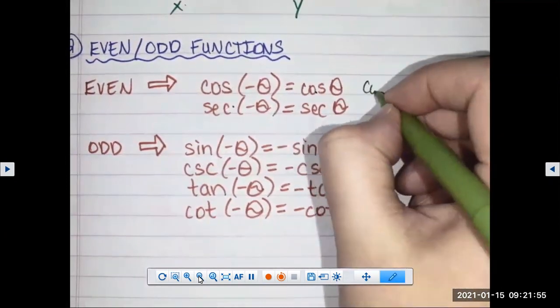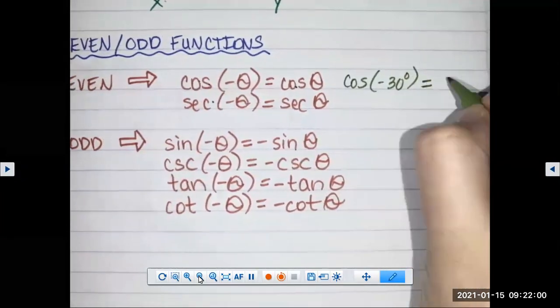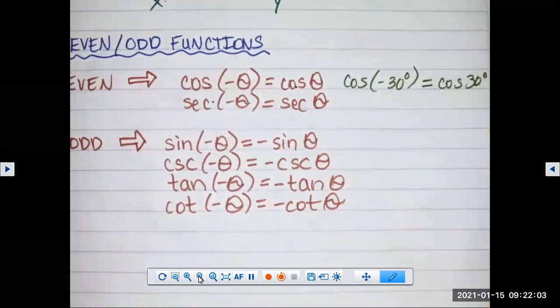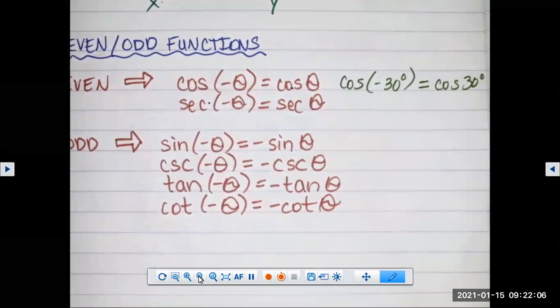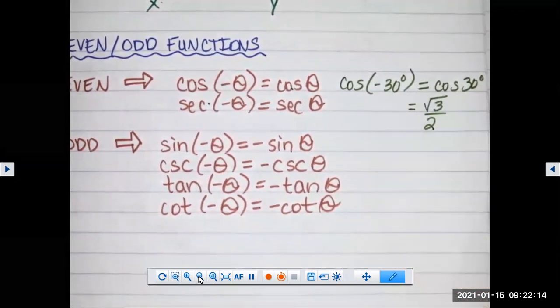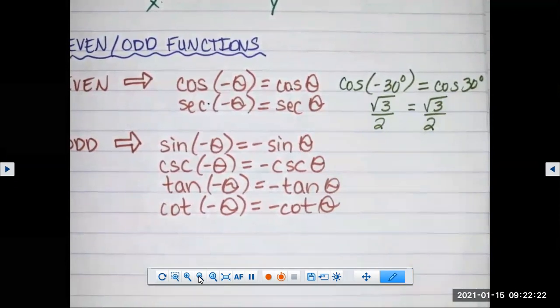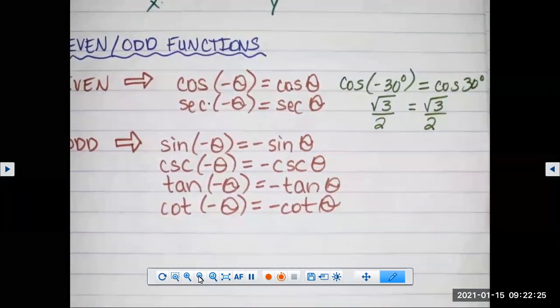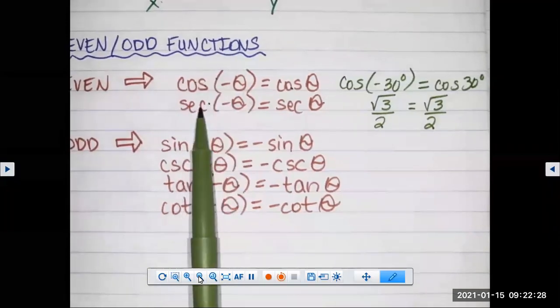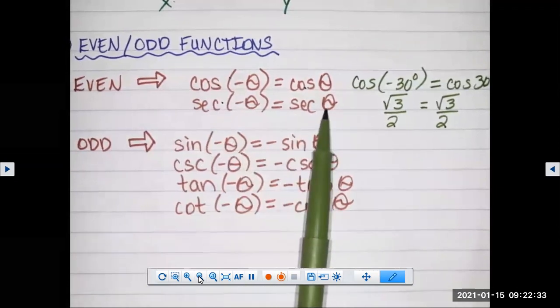So for example, if I have the cosine of negative 30 degrees, it has to be equal to the cosine of positive 30 degrees. If you look at your unit circle, cosine of positive 30 degrees is root 3 over 2. And the cosine of negative 30 degrees, which is associated with 11 pi over 6, is also root 3 over 2. So cosine and its inverse secant are the only even functions. Secant of a negative angle comes out to be secant of that positive angle.